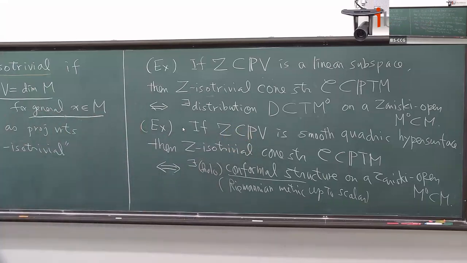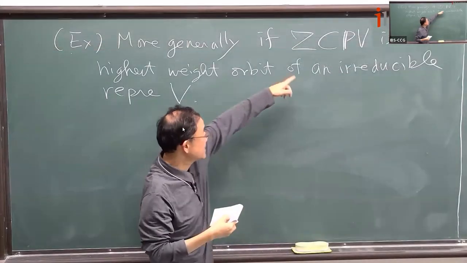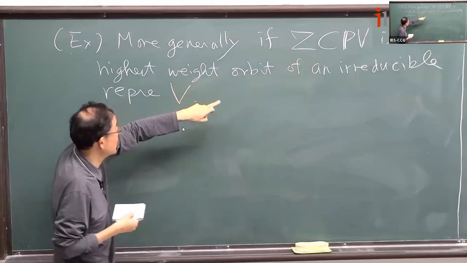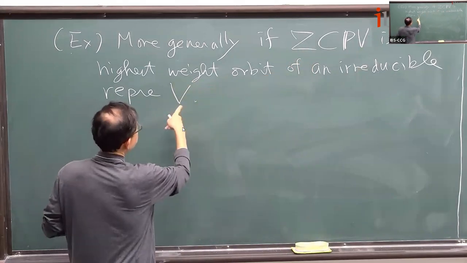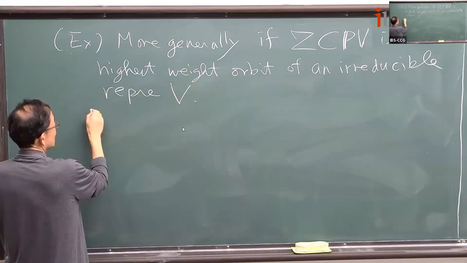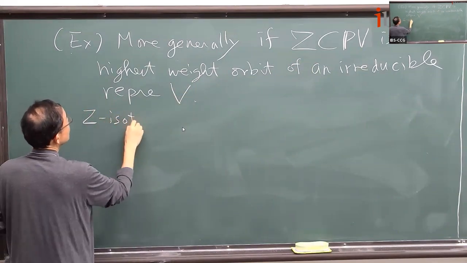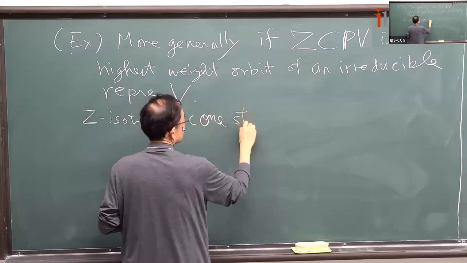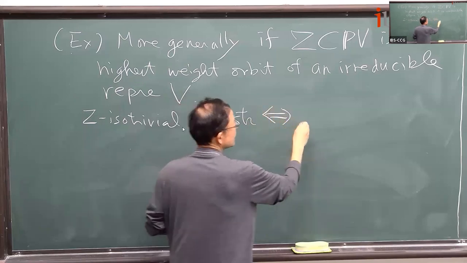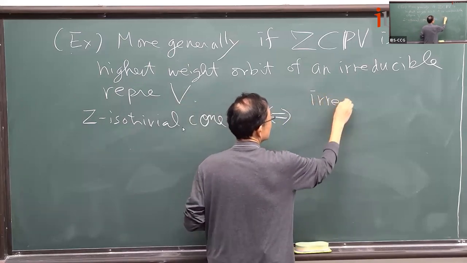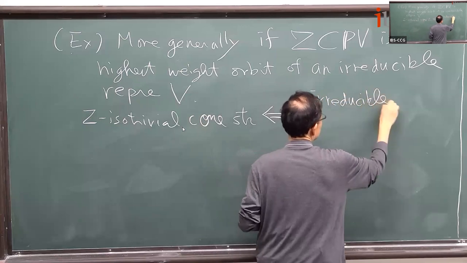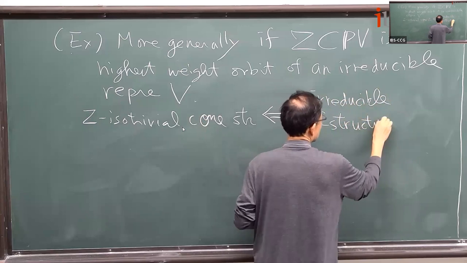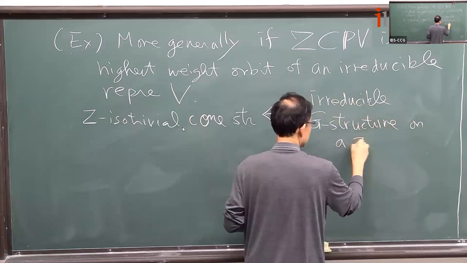So you can consider any reductive group and its irreducible representation. And then there's a unique closed orbit, which is the highest weight orbit. In this case, then G isotrivial cone structure. We will call this an irreducible G structure. Homogeneity open subset.